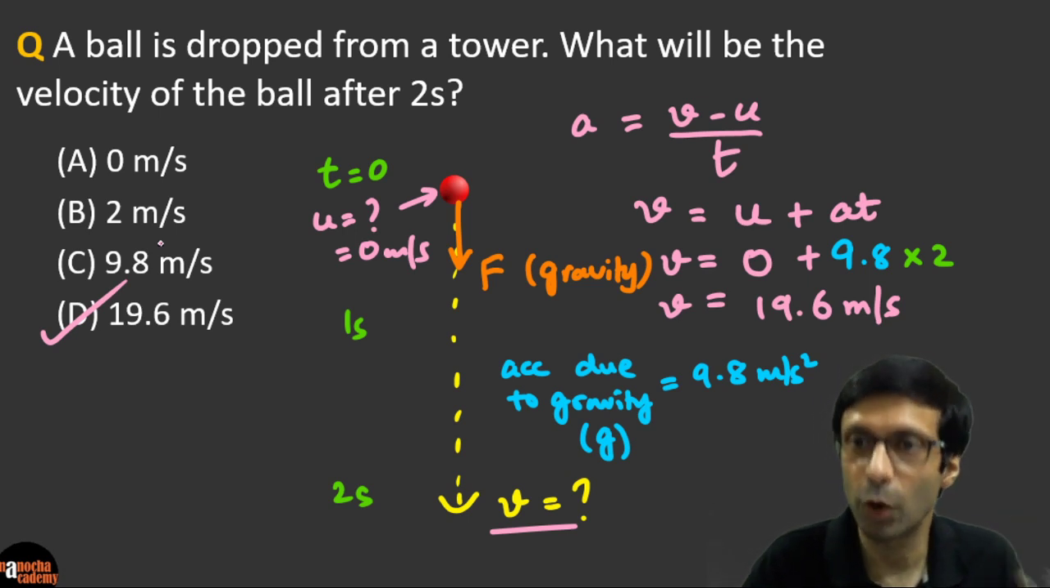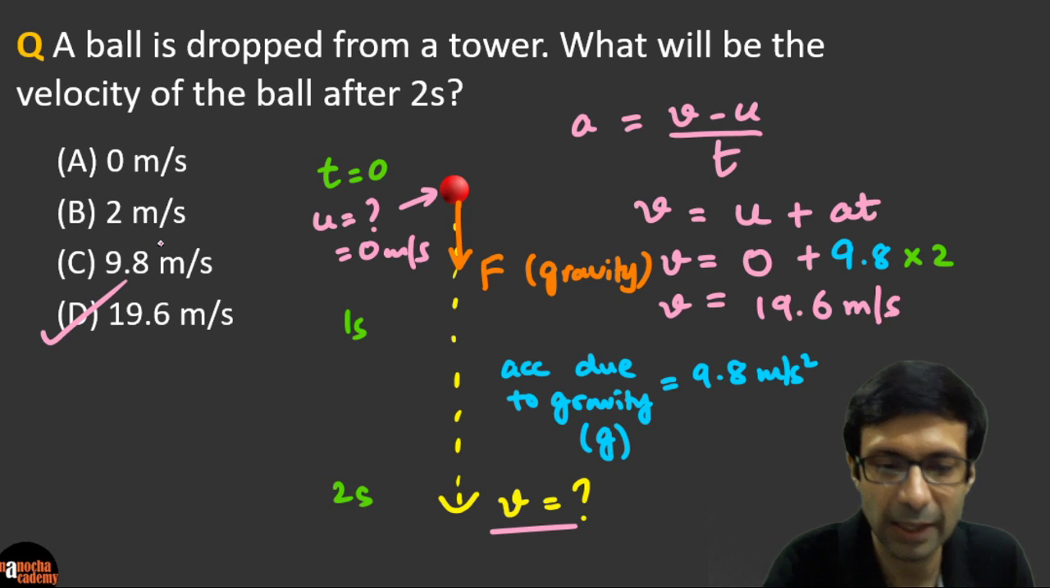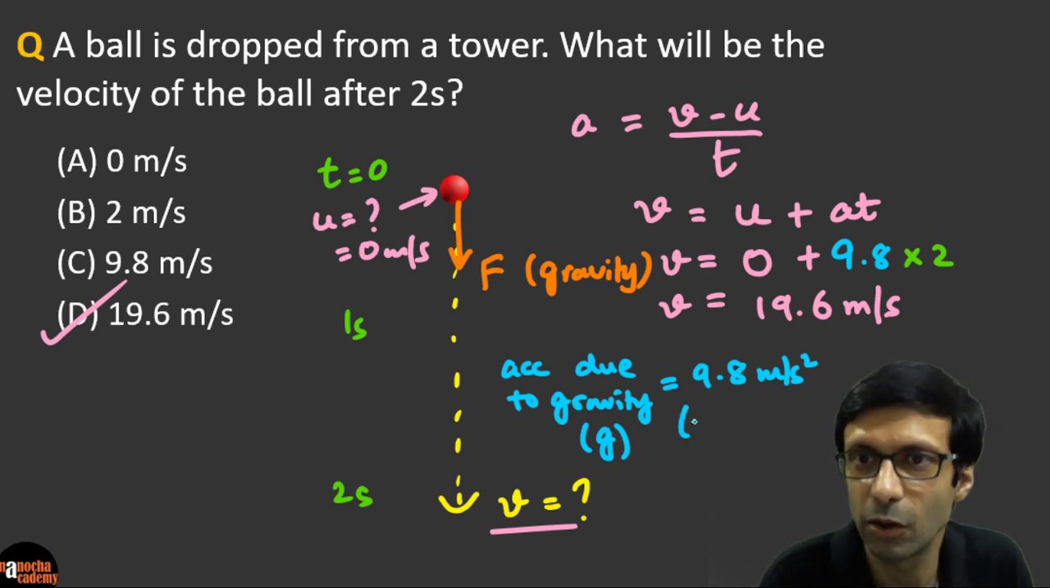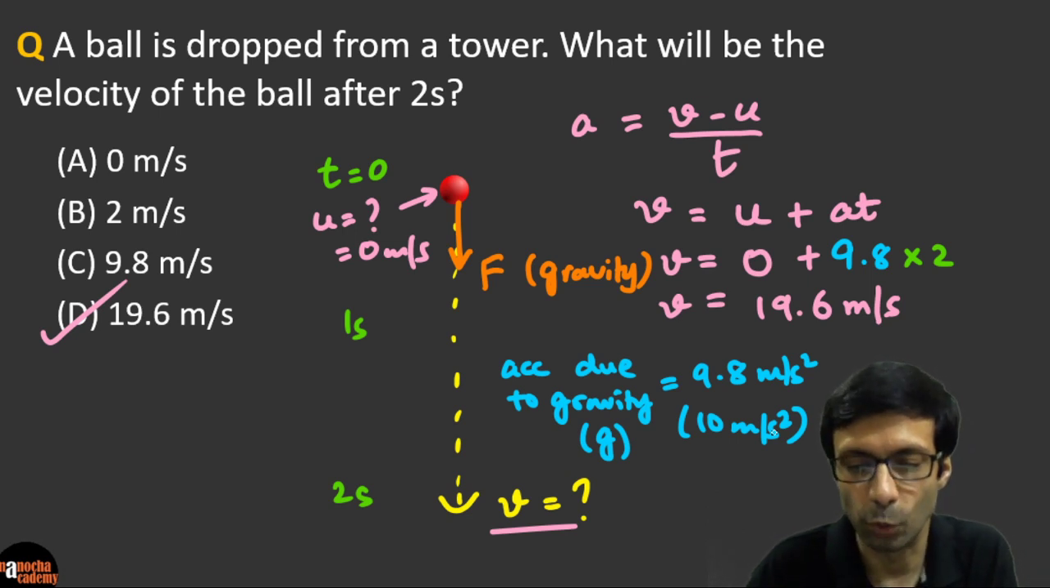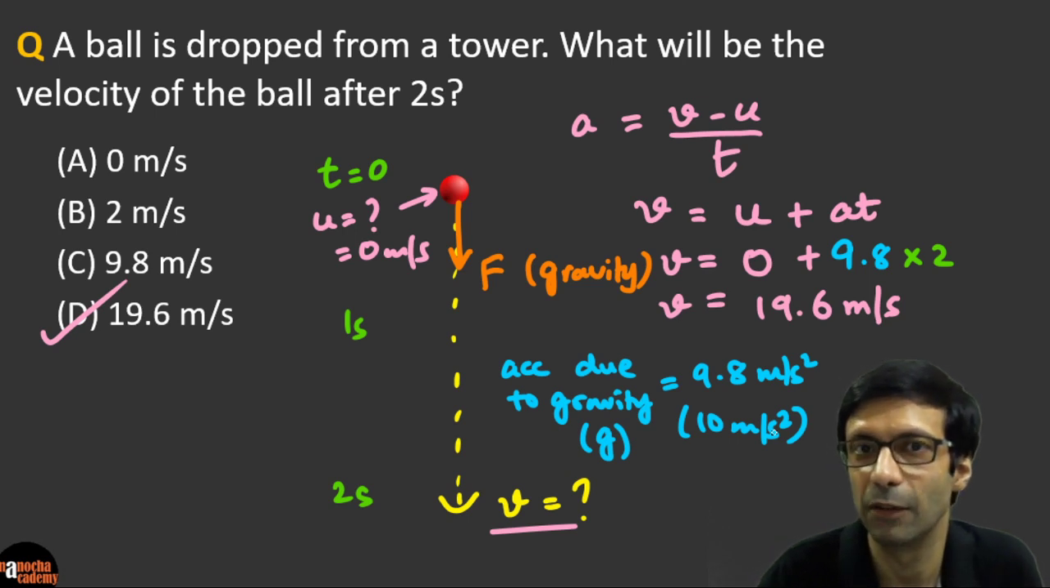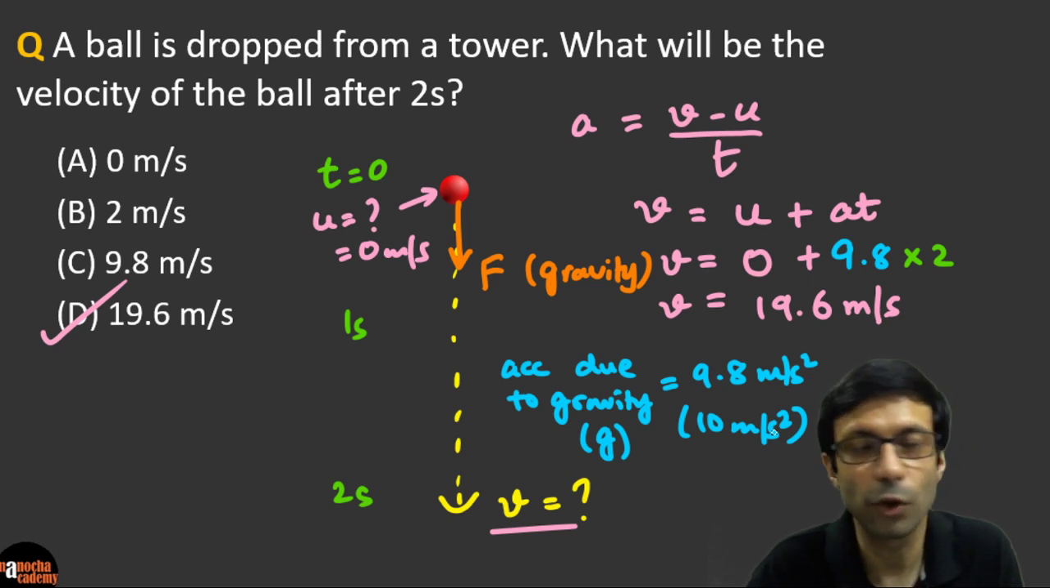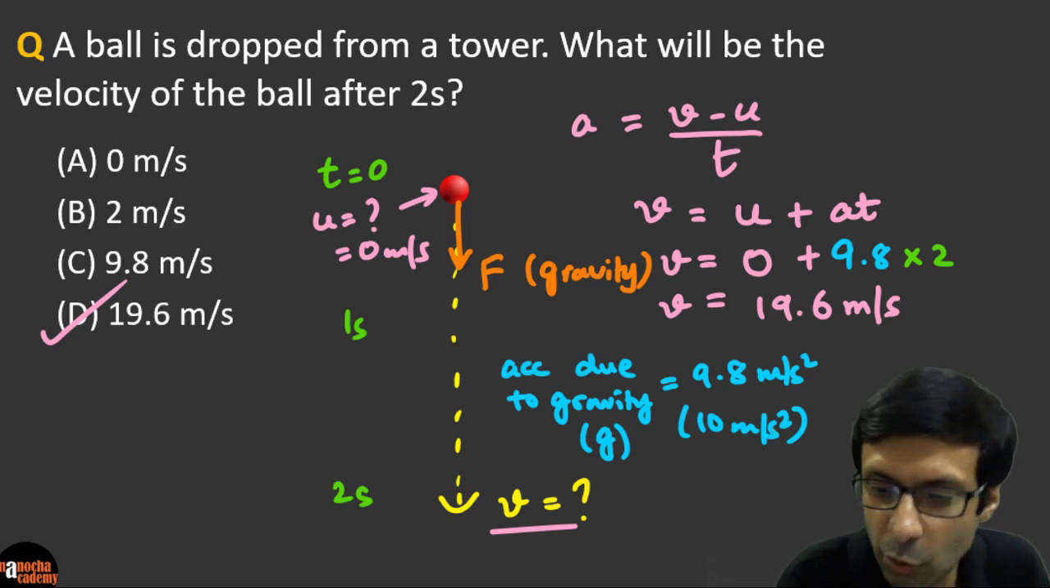If you had used the approximate value of acceleration due to gravity as 10 meter per second square, then you would have got 20 meter per second, because it's 10 into 2. But since that's not in our options, we need to use the more accurate value of 9.8 here.